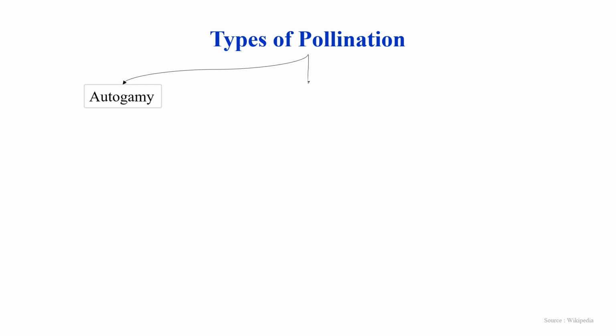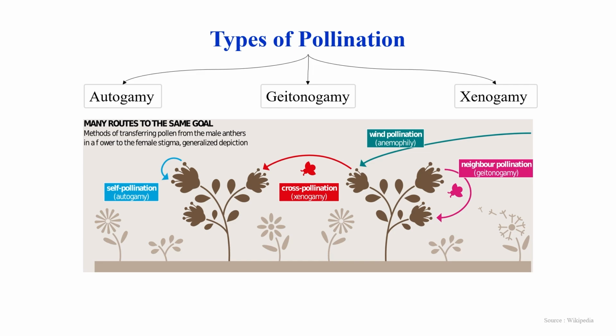First type is autogamy, then geitonogamy, and then the third type is xenogamy. Autogamy, geitonogamy, and xenogamy. When self-pollination occurs, meaning transfer of pollen from the male anther in the same flower to the female stigma, that time we can use the term self-pollination or autogamy. Clear?